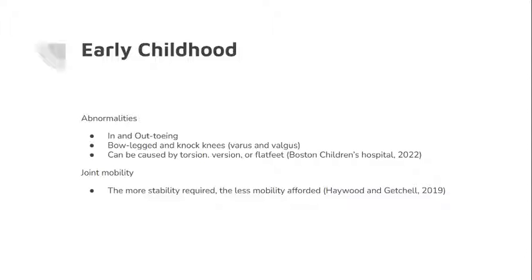So let's talk a little about early childhood. So normal abnormalities we view with gait would be in and out toeing. So this is going to be either when the feet splay outward a bit, so that'd be out toeing, or in toeing is when they rotate inwards. And you'll generally notice this in children. It's also called pigeon-toed.